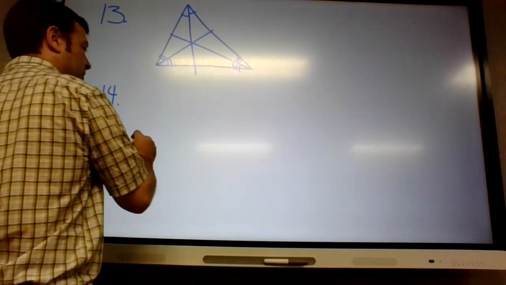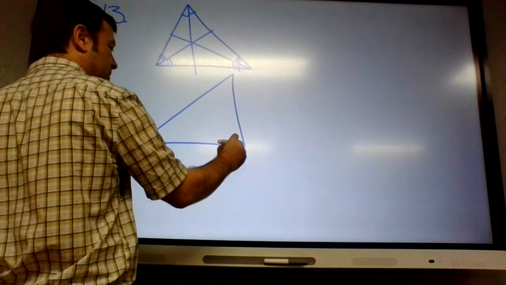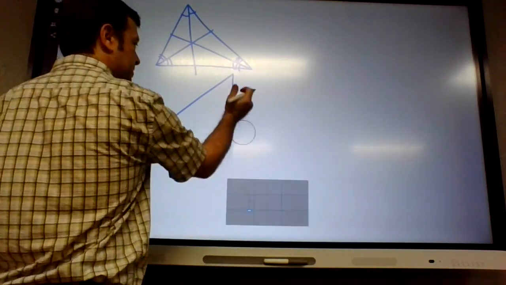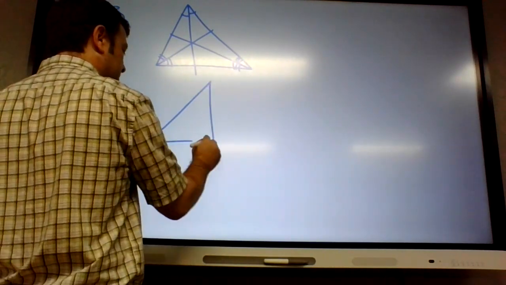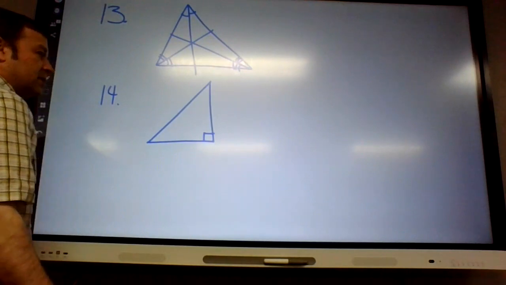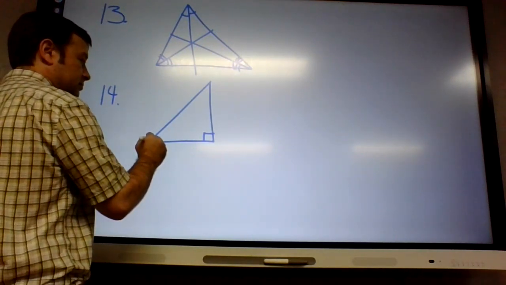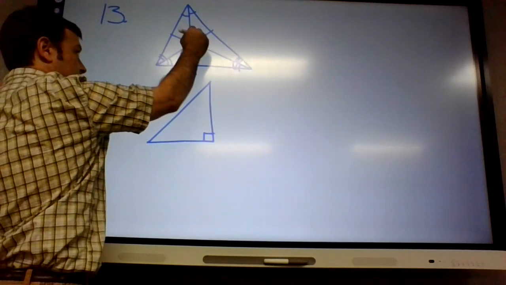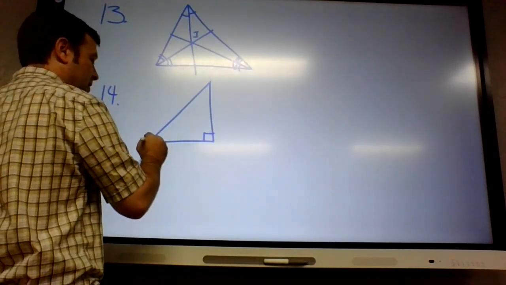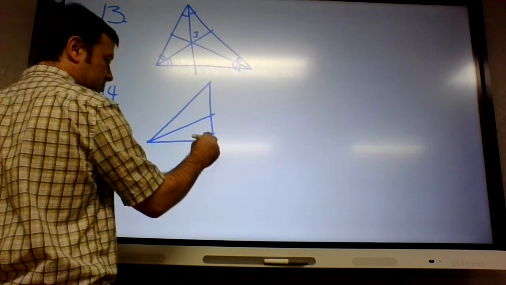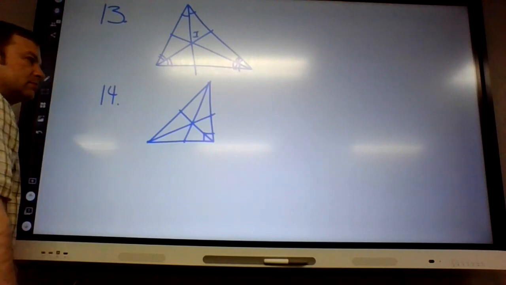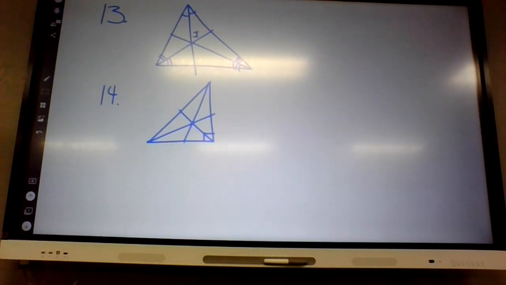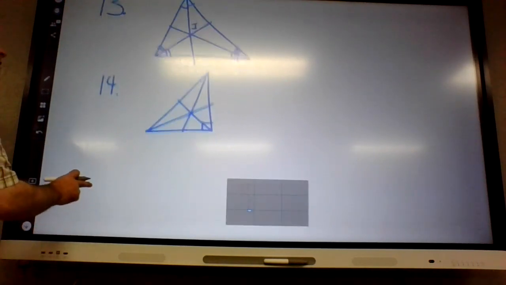Okay, the next one is for a right triangle, do the same thing. Unlike yesterday's two things, these should all meet in the triangles. And we have to also label the in-center as I.